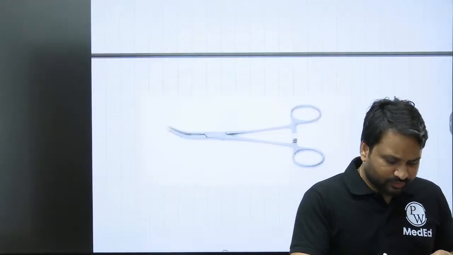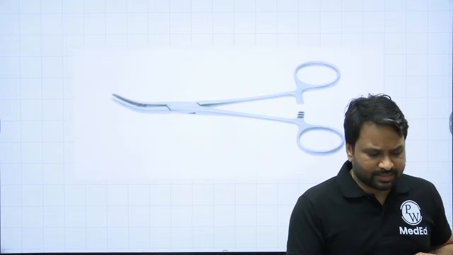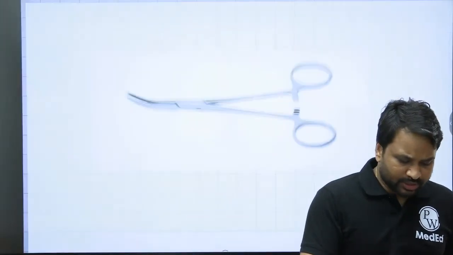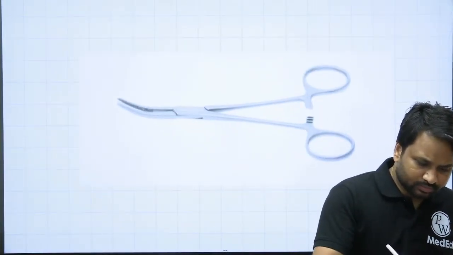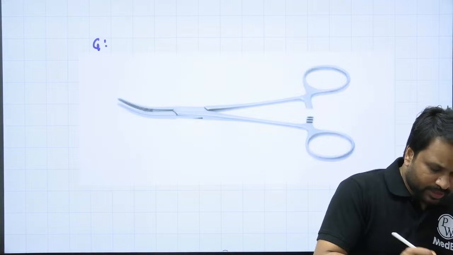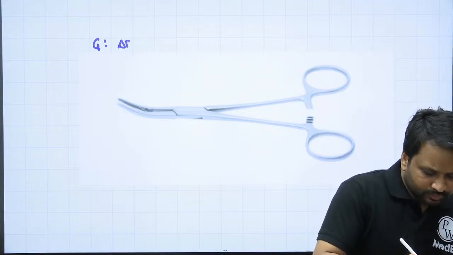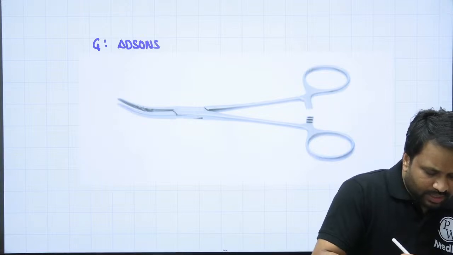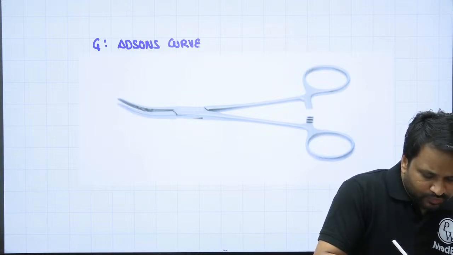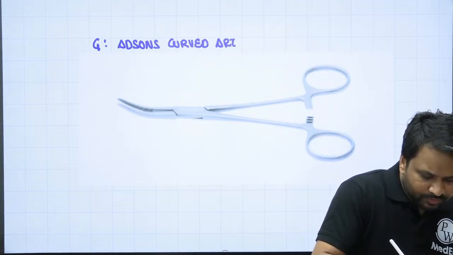Next you have the artery forceps, or I can say the commonly used instruments. F is done. This is the instrument number G. Now this is your Adson's curved artery forceps.